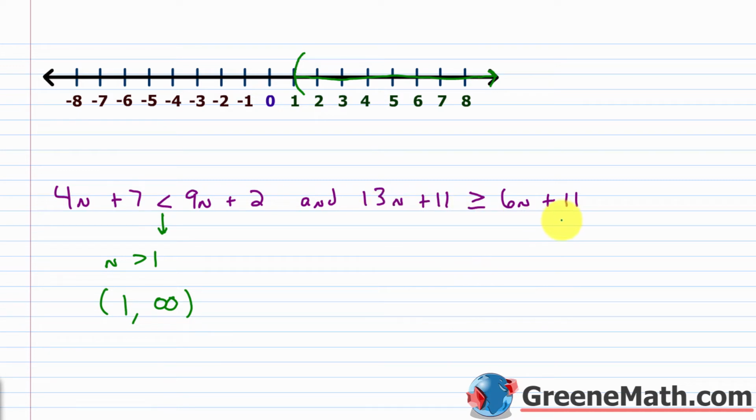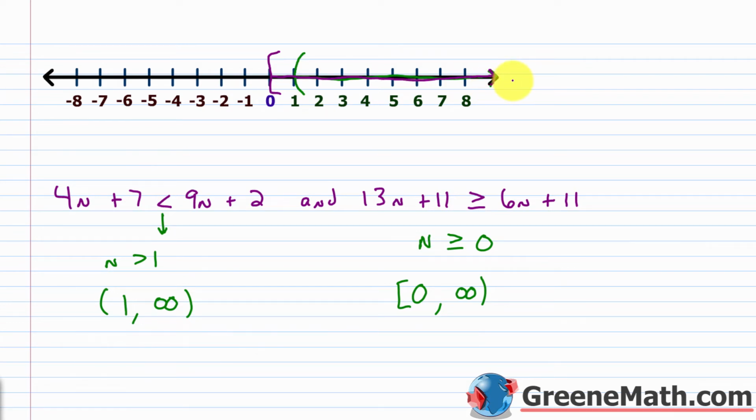Now for this guy, 13n plus 11 is greater than or equal to 6n plus 11. We found that n was greater than or equal to 0. So in interval notation, you'd have a bracket next to 0 because 0 is included, comma, and then infinity. And you always use a parenthesis there. Now for this one, I'm going to have a bracket that starts at 0, and I'm going to shade everything to the right.